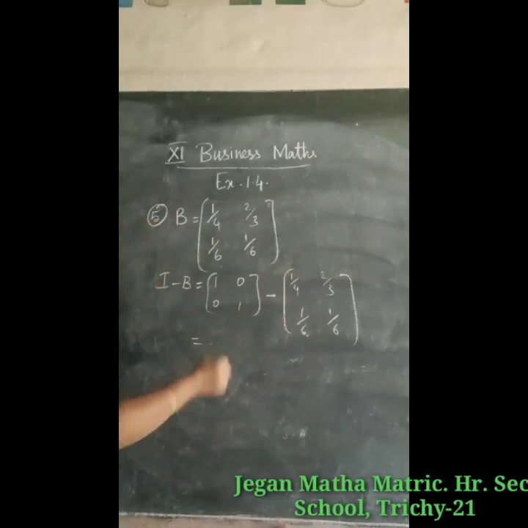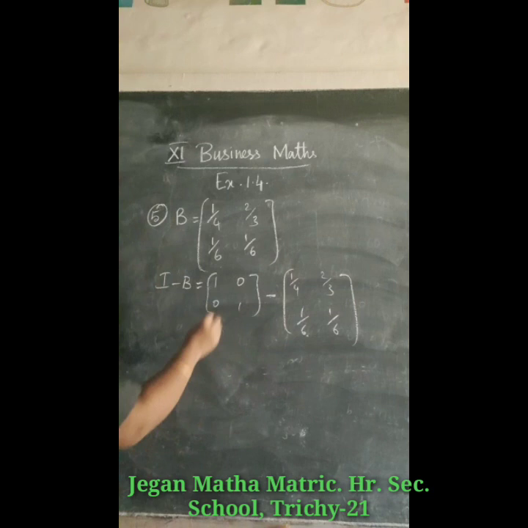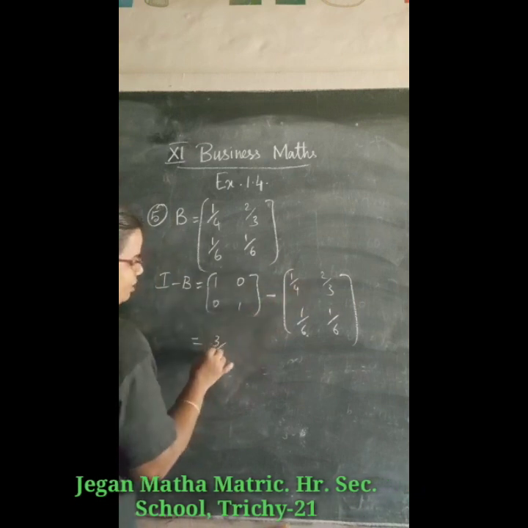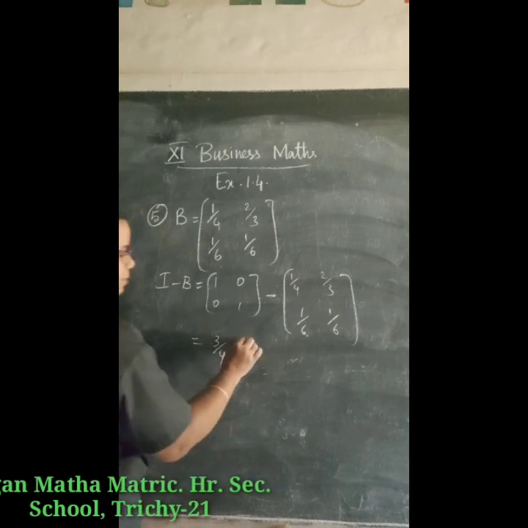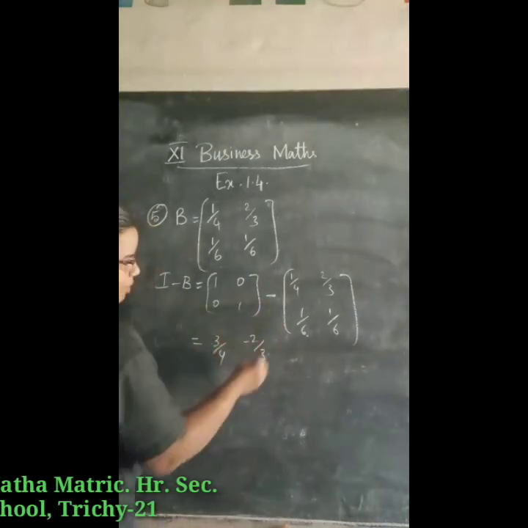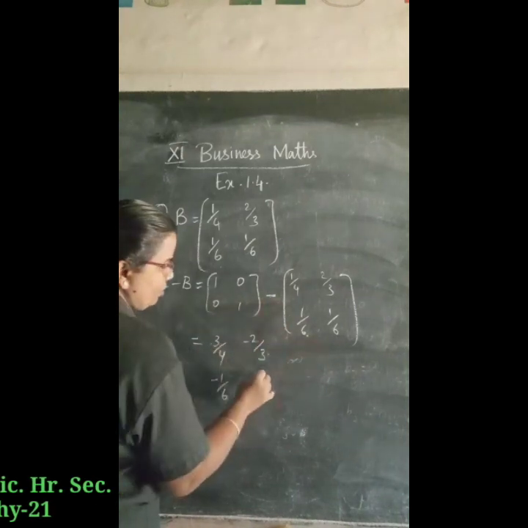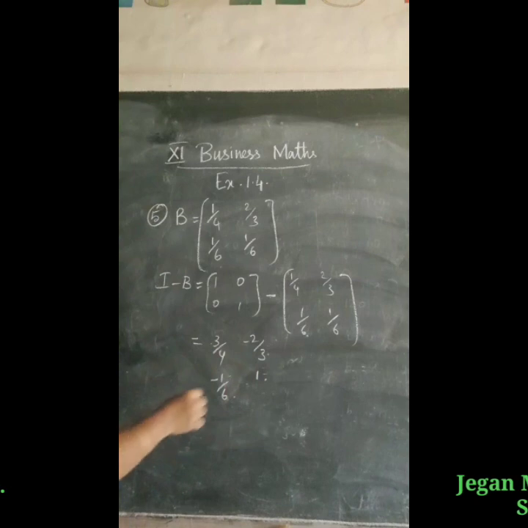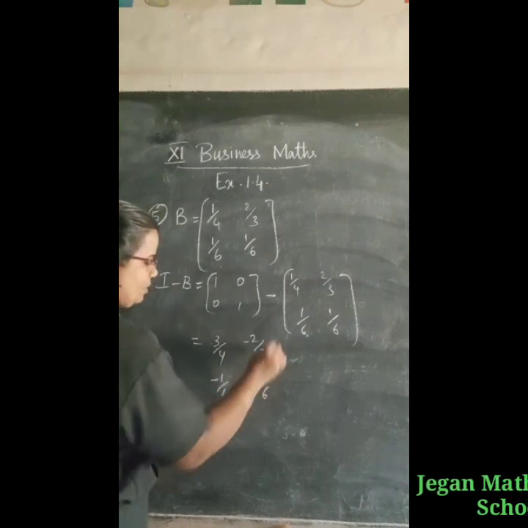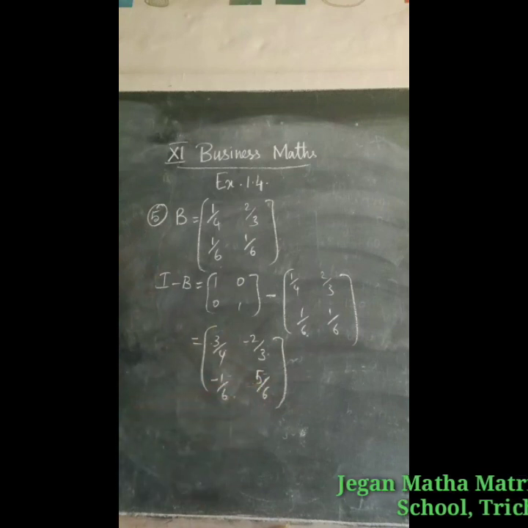Now we have to subtract these two. We will get 1 minus 1 by 4, that is 3 by 4. 0 minus 2 by 3 is minus 2 by 3. 0 minus 1 by 6 is minus 1 by 6. And 1 minus 1 by 6 is 5 by 6. So both leading diagonals are positive.